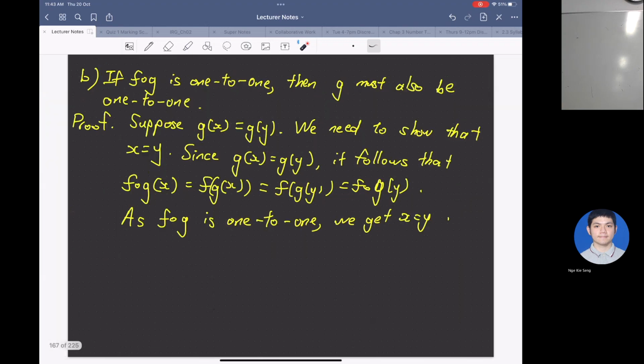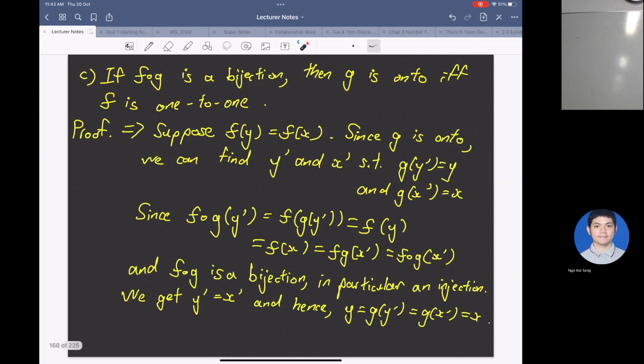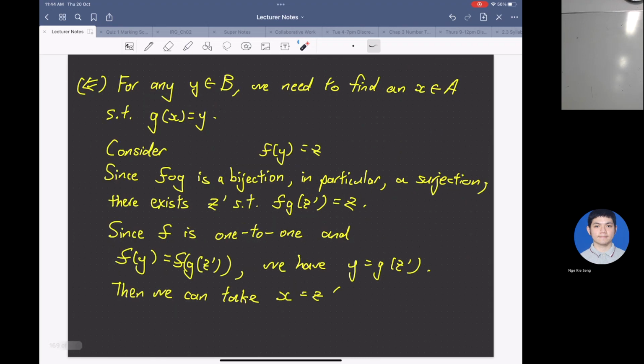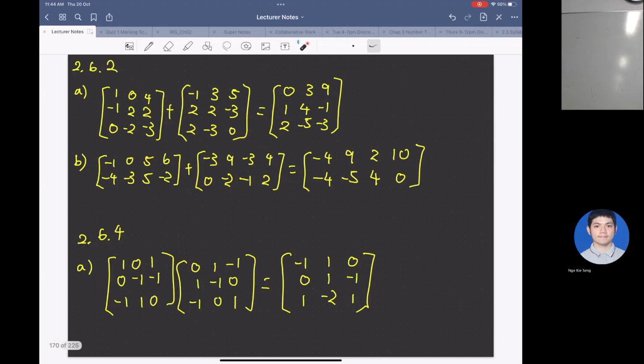Similarly, you can use a similar argument to show one-to-one. And then, if f compose g is a bijection, then g is onto if and only if f is one-to-one. So there are two directions here. If g is onto, then you can show that f is one-to-one. If f is one-to-one, then g is onto. Not too long an argument, just spell out the definition.